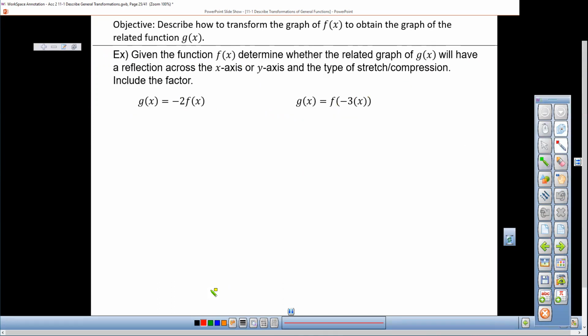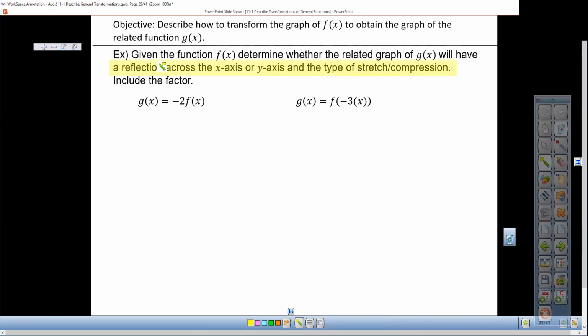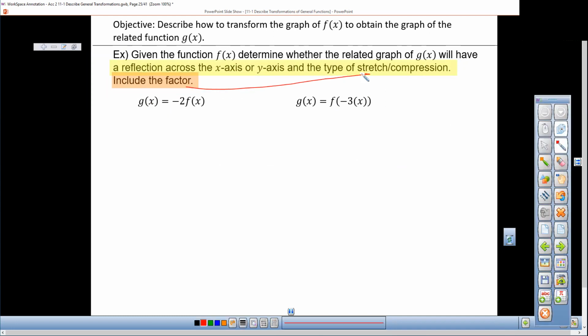In this next set of examples, we're still figuring out if we have a stretch or compression, but adding to that whether or not we have a reflection across the y-axis or the x-axis. When it says here, include the factor, please remember the factor corresponds to the stretch or compression. Reflections do not have factors.